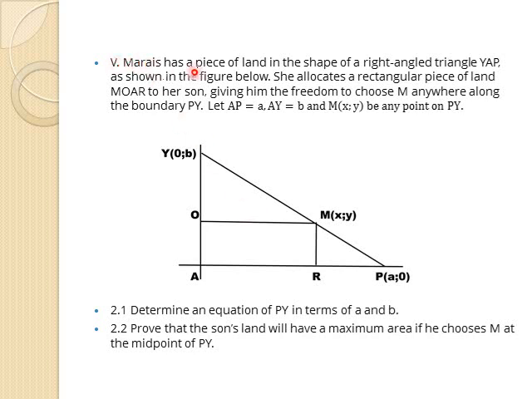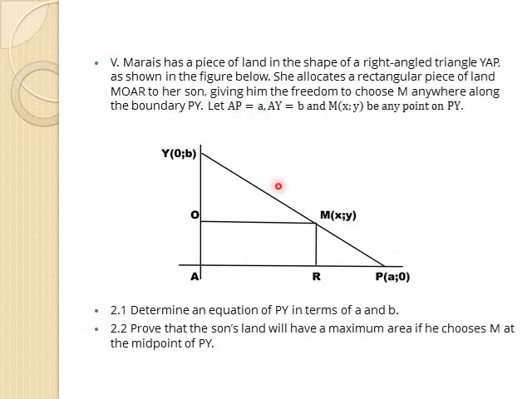Vivian Marais has a piece of land in the shape of a right angle triangle, as shown in the figure below. So there, YAP. She allocates a rectangular piece of land, MOAR, giving him the freedom to choose M anywhere along that line, PY.